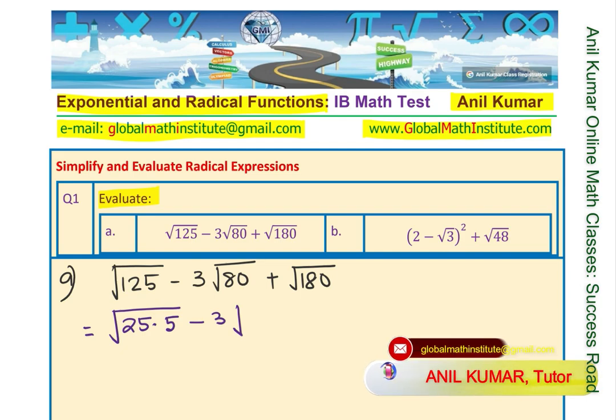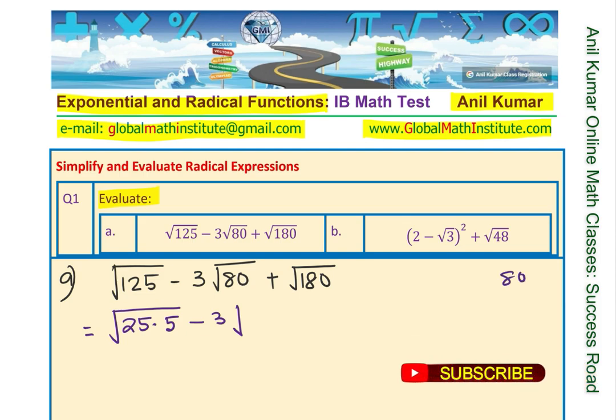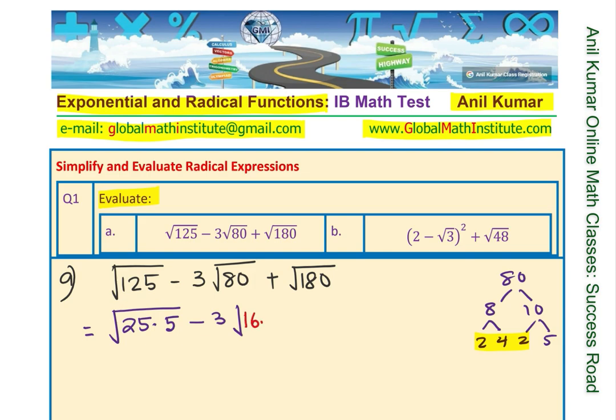How about square root of 80? Well, 8 times 10, but 8 times 10 does not really help us, because these are not perfect squares. So we look beyond this. 8 can be written as 2 times 4 and 10 can be written as 2 times 5, and that makes 16 times 5. 16 times 5 is a good number. So we'll replace 80 with 16 times 5. Now 16 is a perfect square, and that is why we wrote it like this.